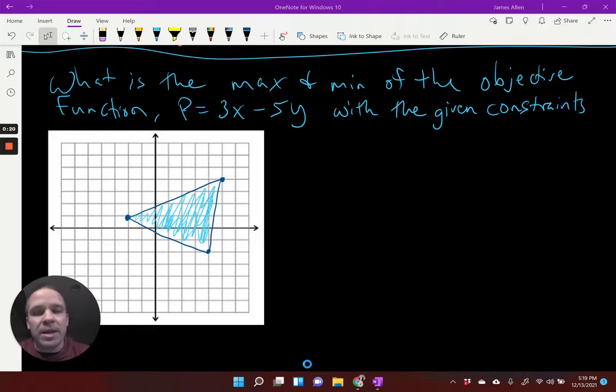What is the max and min of the objective function p equals 3x minus 5y with the given constraints? And perhaps, in the final exam, we might have a little story behind it.